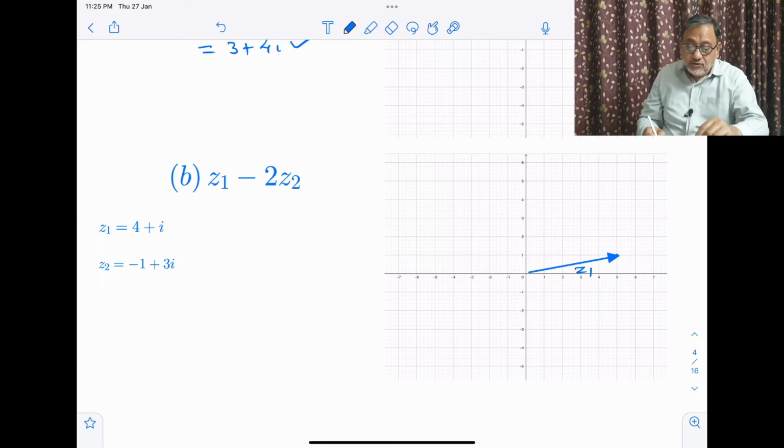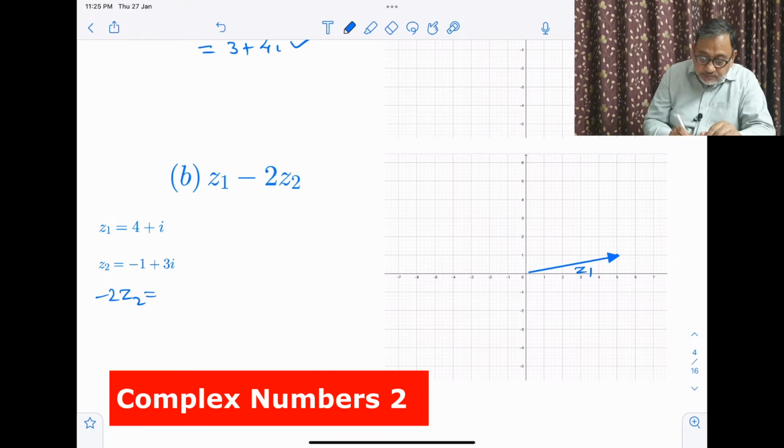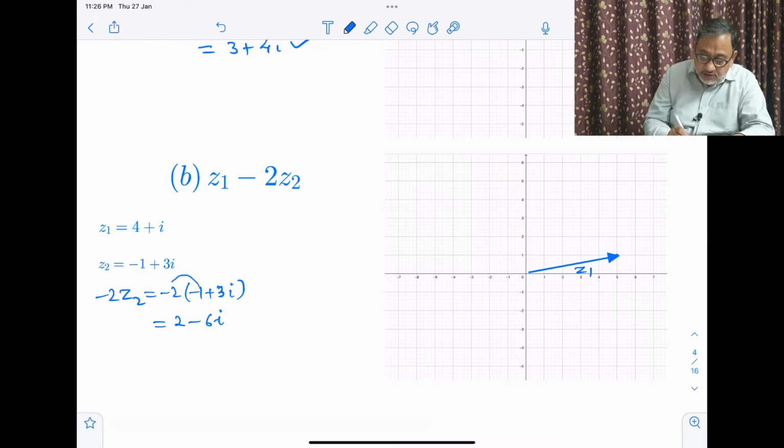Now 2z2. Look here, I have to find the double of z2. So negative 2z2, because it is negative also. So negative 2 into minus 1 plus 3i, which will be given by 2 minus 6i. Is that clear to you? Minus into minus is plus, so plus 2, and minus 2 into 3 is minus 6. So 2 minus 6i, okay, this is my negative 2z2, all of it.